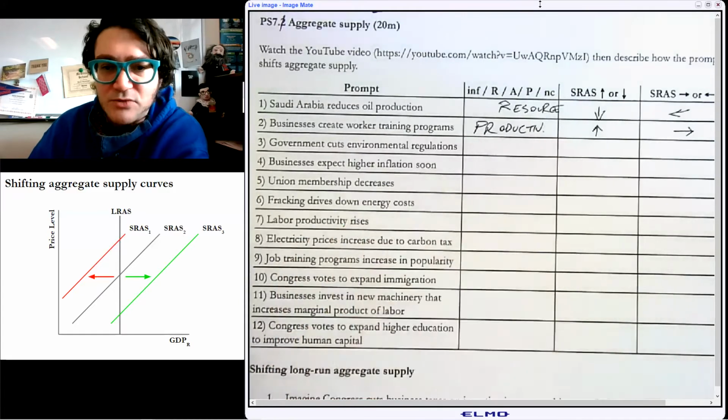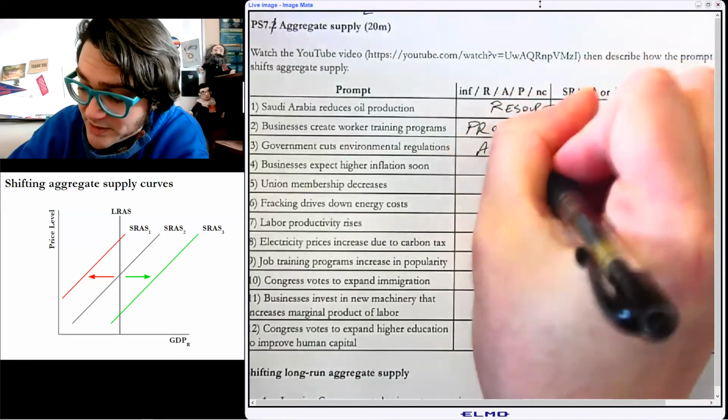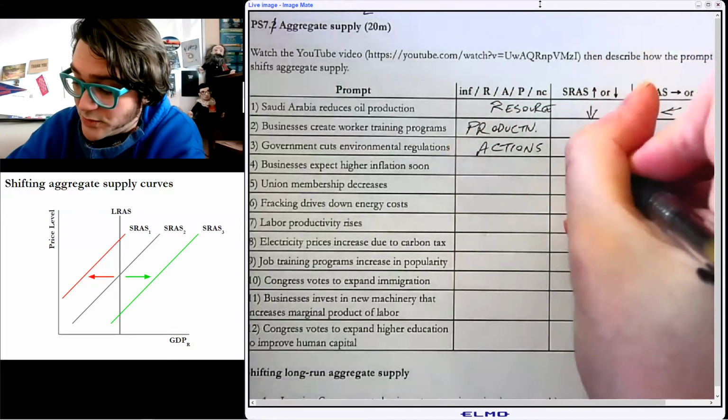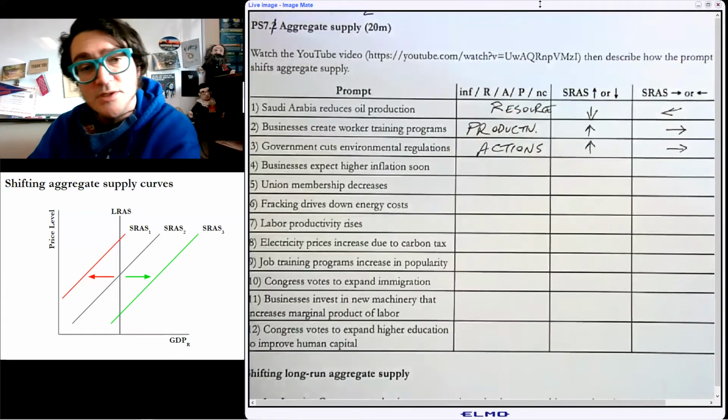Government cuts on environmental regulations. That's going to cut the costs of production. So we'd say this is actions by the government affecting producers. It's going to increase aggregate supply and shift it to the right because it's making it cheaper to produce.